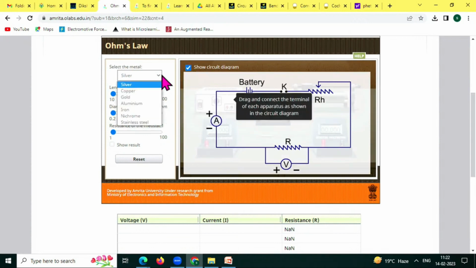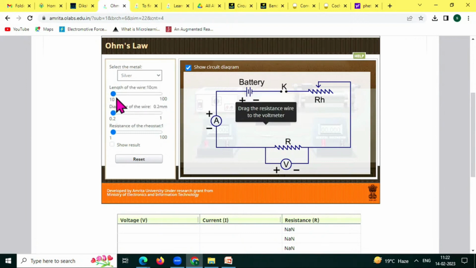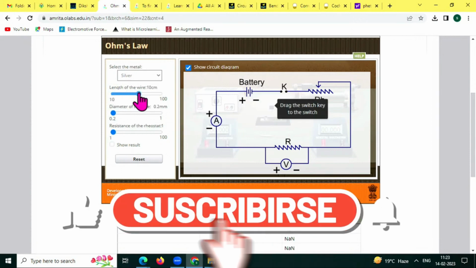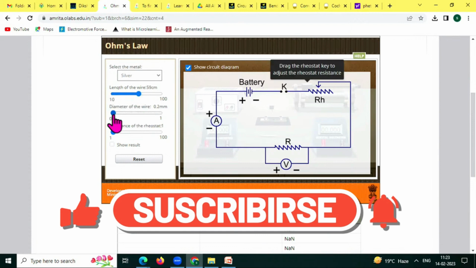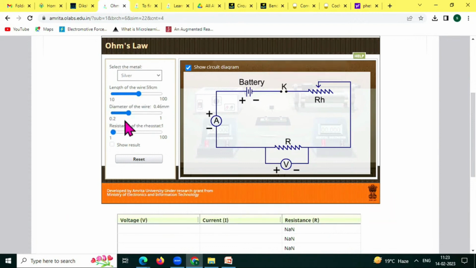Let us select the material that we want to use for determination of resistivity. Say I have chosen silver, then what length of wire you are planning to take. I have taken 10 centimeter. What is the diameter of the wire? We have taken 0.46 millimeter, and then the resistance of the rheostat, which rheostat we have chosen. We have taken a 100 ohm rheostat. So, you can see that the choices of the specification of the apparatus are given.